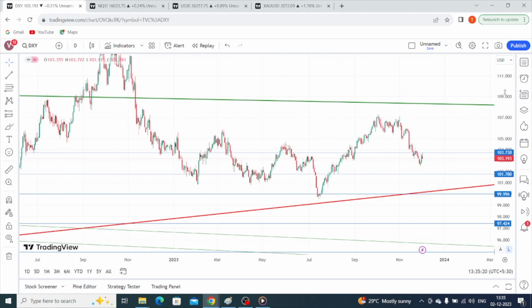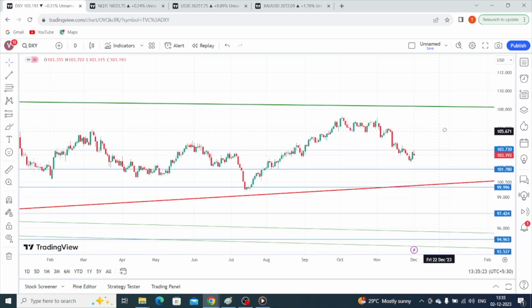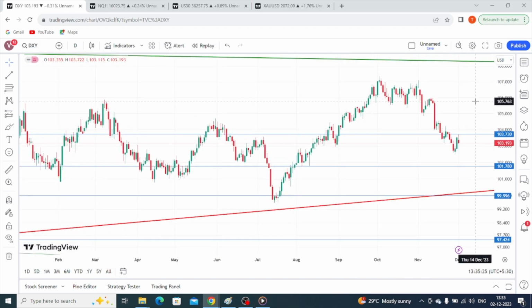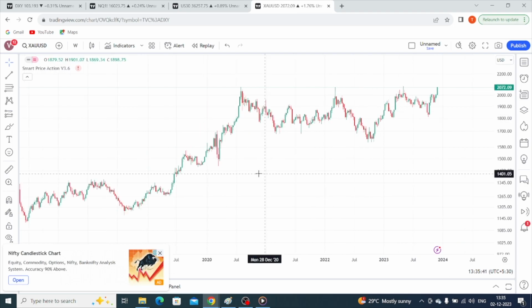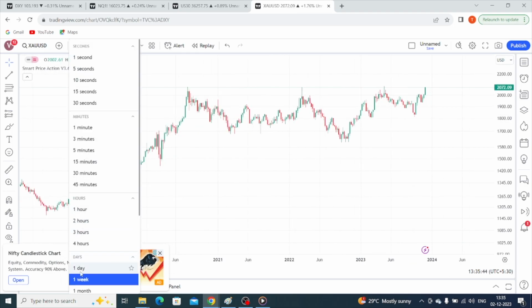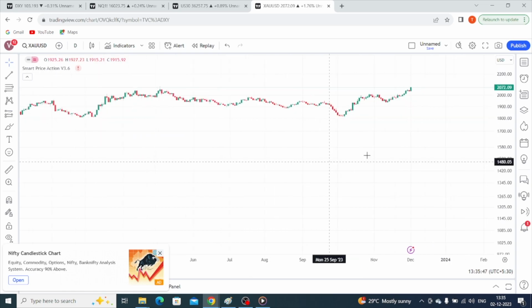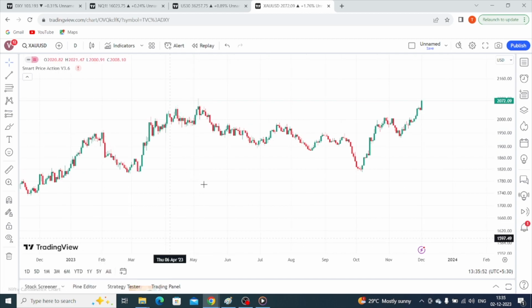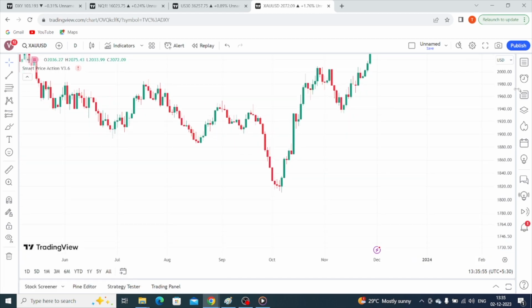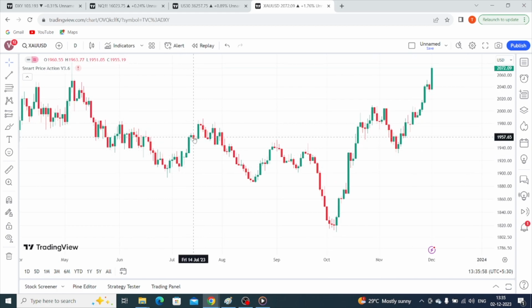So this is the daily chart of the dollar index, you can see. Let me just zoom in a bit so that you can have a look at it more clearly. So this is around July 2023, correct? Now let me just proceed to gold. So the gold chart is getting opened. This is daily. So where is July 2023? You can see that July 2023 was around here, correct?